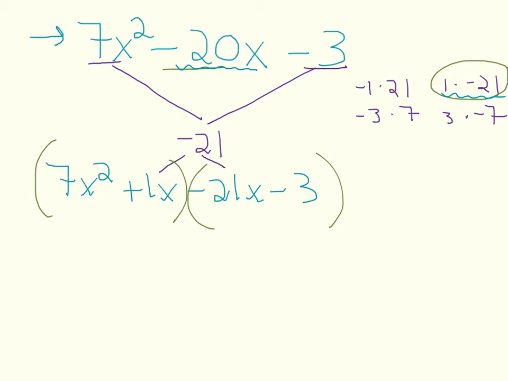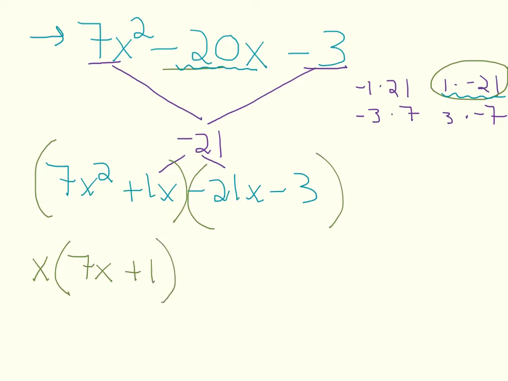Group it and then factor it. So, looking at the first binomial, we need to factor by the greatest common factor. So what do these two terms have in common? Let's see, coefficients, they have 1 in common, and variables, they have x. So I'm going to take out x, and then divide each of those terms by x. 7x squared divided by x is 7x, and 1x divided by x is 1.